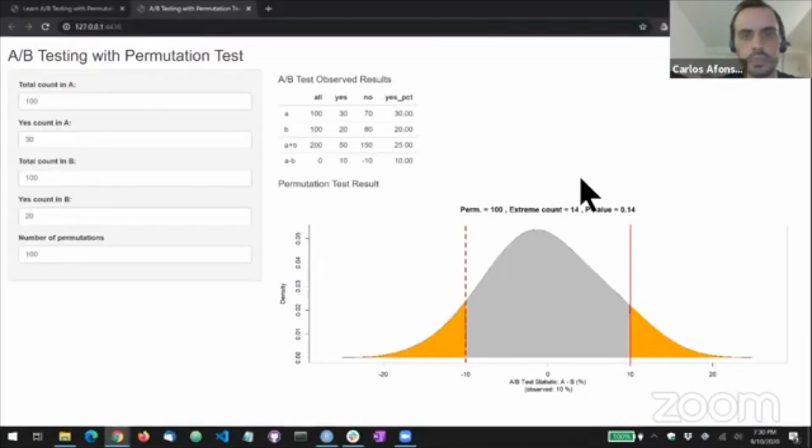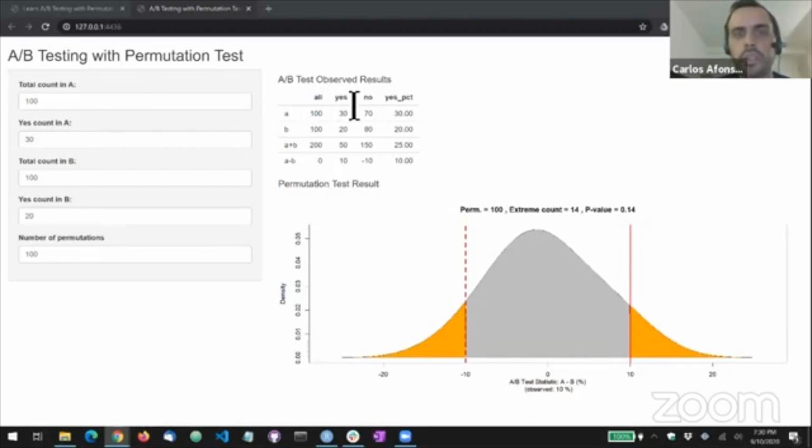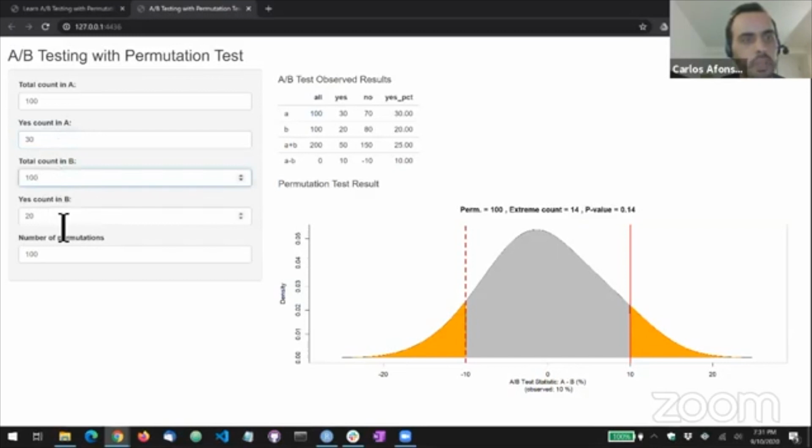Here we go. All right. So here you get again the same result. There's an additional thing with a more detailed table of the A/B test results, of the observed results. But this is the same graphic as we have been seeing all along. And now here you can change things. So we have 100 subjects in A, 30 yeses in A, 100 subjects in B, 20 yeses in B, and 100 permutations. So now you can very easily change these.